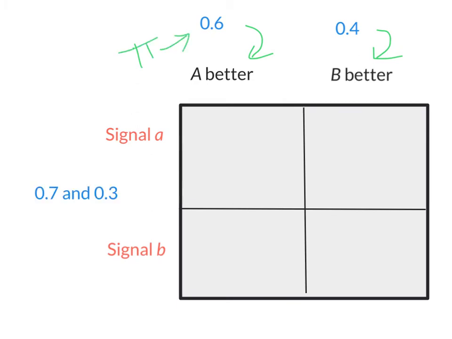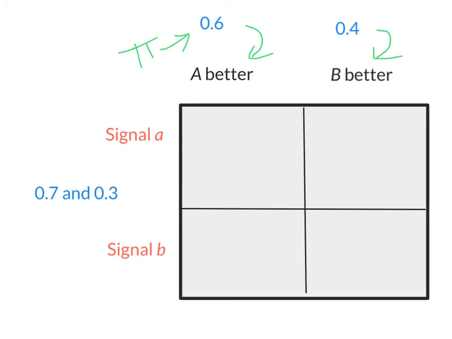Now suppose you see signal A. So we're in this top row here. Our conditional probability tells us there's a 70% chance that if we've seen signal A, it's because A is better. So we're in this left-hand box. And there's a 30% chance that we're actually in the right-hand box. Similarly, if we see signal B, we know we're in this bottom row. There's a 70% chance we're over here, because the chance of seeing signal B, given that B is better, is 70%, and a 30% chance that we're over here in this box.